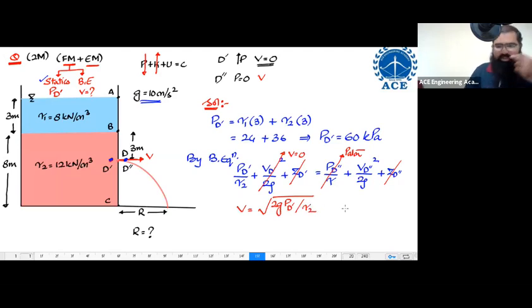Let us look at this answer. This should not be very difficult for you. This will be equal to root over of 2 times 10 times pressure, which is 60. I am taking pressure in kilopascal, therefore I'll take gamma also in kilonewton per meter cube, that is equal to 12. 60 by 12, orally you can answer, is 5. 5 into 2 is 10. 10 into 10 is 100. Root over of 100 is equal to 10. Velocity is equal to 10 meters per second. This is also done. So basically the fluid mechanics part is done.